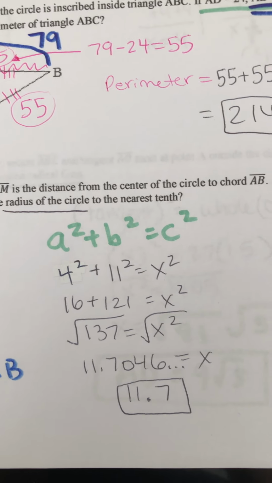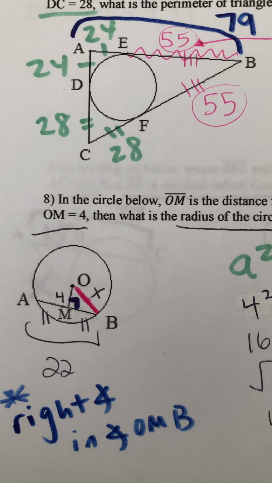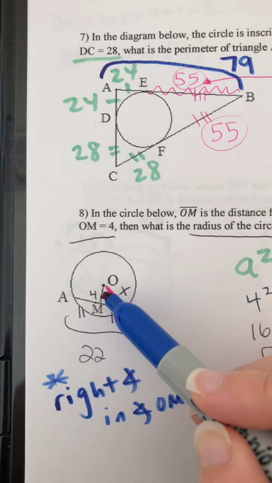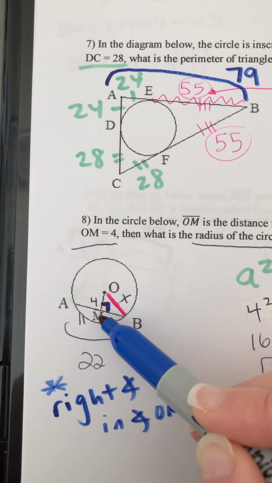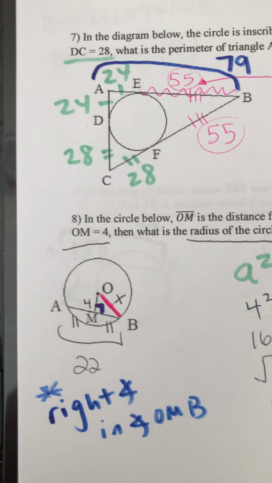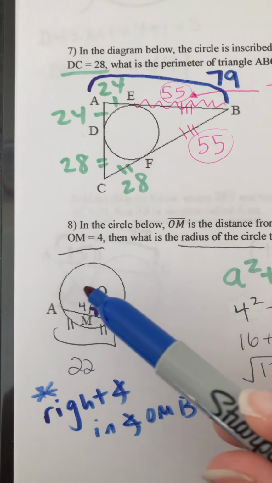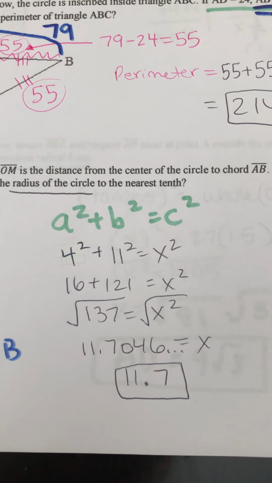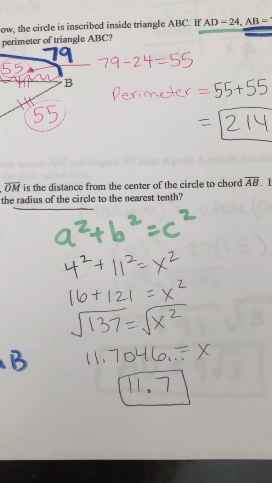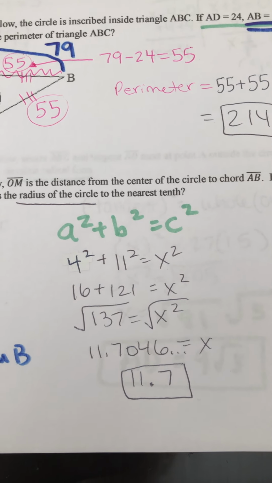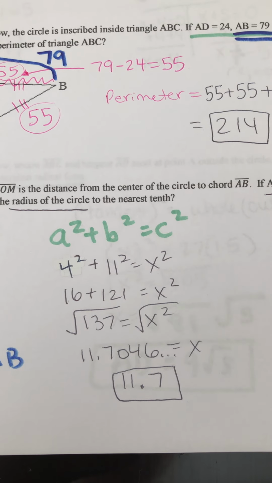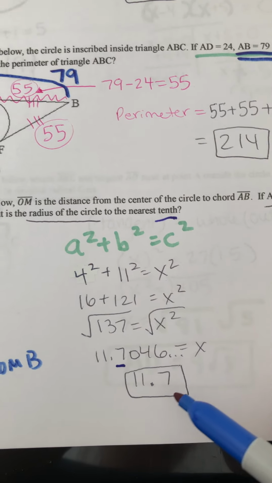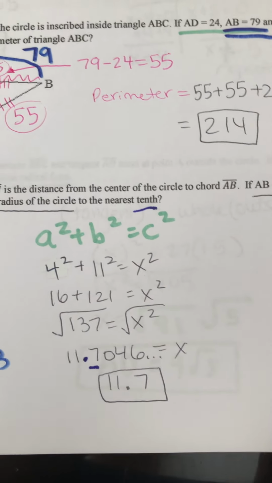So we had 4 and 11. We didn't have 11 at first, we had 22. 22 is the entire length of AB, but when the distance here comes across and hits the chord, it splits it in half. So you have 11 and 11 on AM and MB. So 4 and 11 are on one right triangle. Plug them in. 16 plus 121 you get after you square each number. It's equal to x squared. 137 equals x squared. Square root both sides and you get 11.7046... Now nearest 10th, take a look at the 10th place, the 7. Next to it is the 0, so you leave it as 11.7.